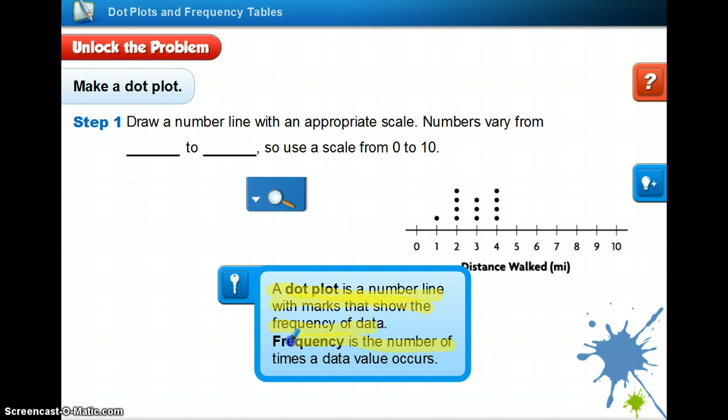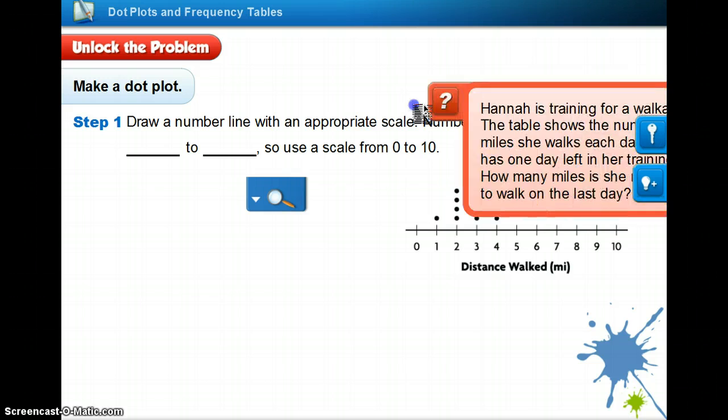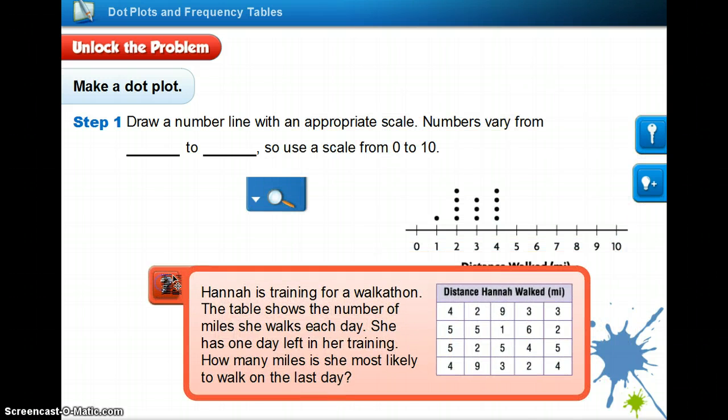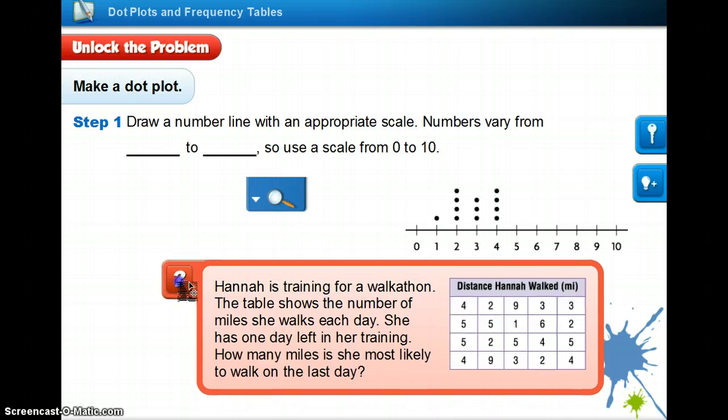Then we'll take a look at the question. It says Hannah is training for a walkathon. The table shows the number of miles she walks each day. She has 1 day left in her training. How many miles is she most likely to walk on the last day? So we're going to create a dot plot, and then we're going to use that to answer the question.